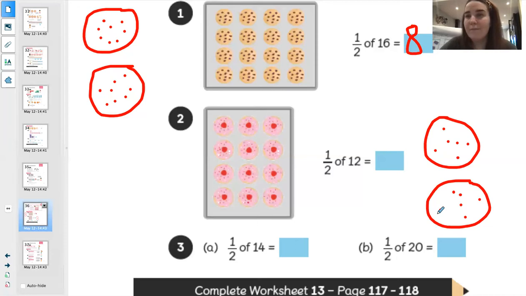What's my answer then? Is it 12? Is my answer 12? Half of 12 is 12. No. Half of 12 is 6, because in one of the circles there are 6.